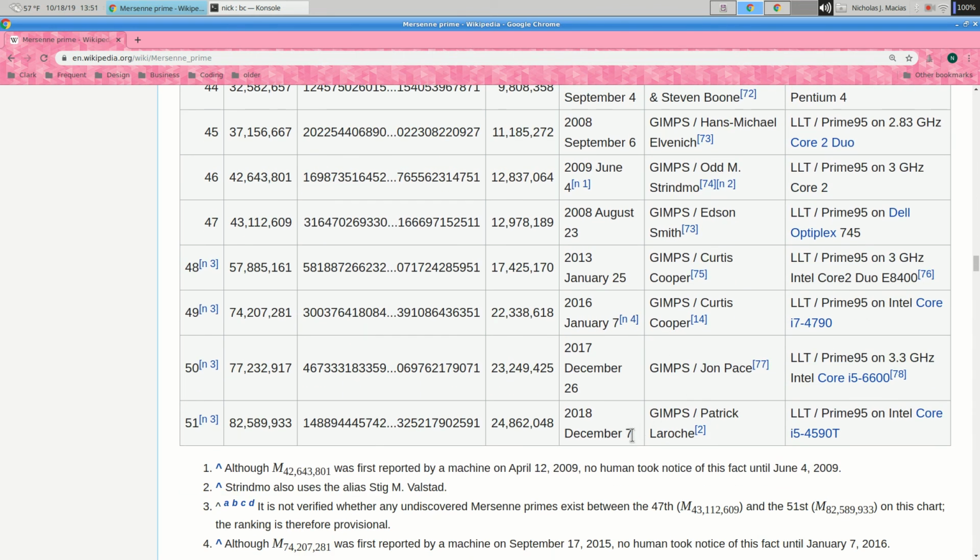So about a year ago, the largest prime was discovered, and it's 2 to the 82,589,933 minus 1 is a prime number. And this is how many digits it has, so 24 million digits. And it was discovered by this person on his Intel Core i5.